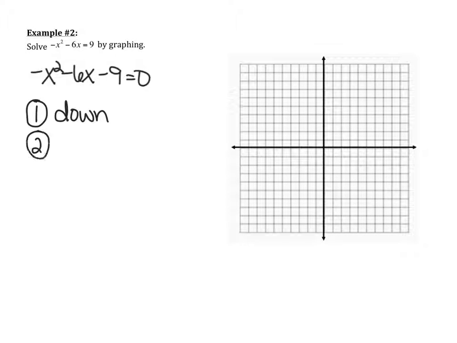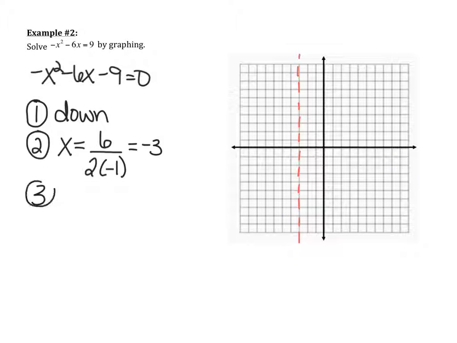My axis of symmetry is x equals negative b over 2a. The b value is negative 6, so it'd be positive 6 over 2 times negative 1, since again, your a value is negative 1. So 6 divided by negative 2 is negative 3. So I'm going to go to my graph and draw a dotted line along x equals negative 3.